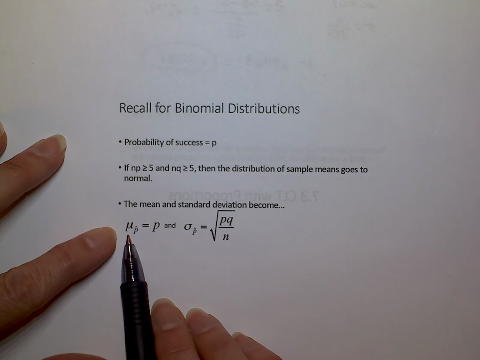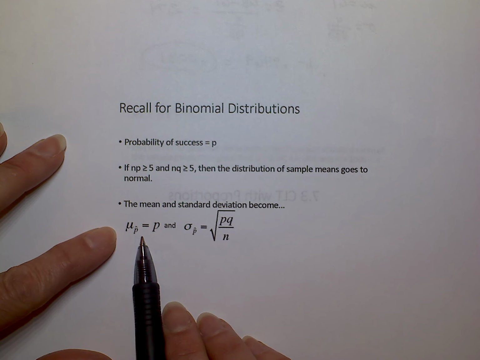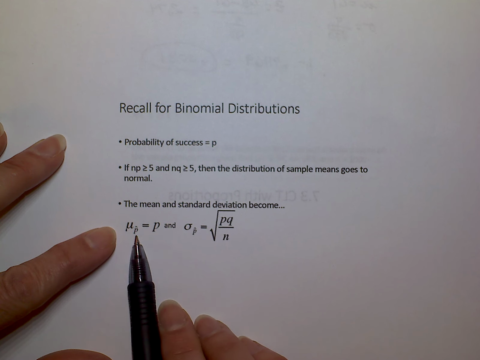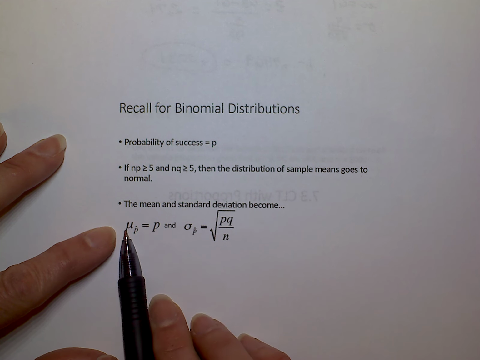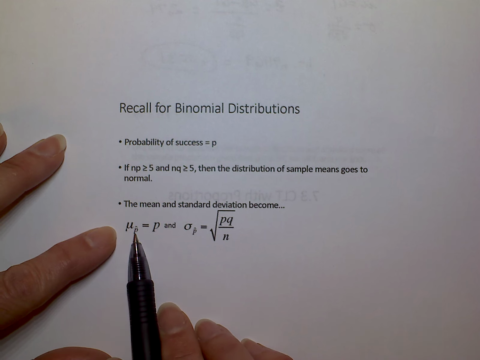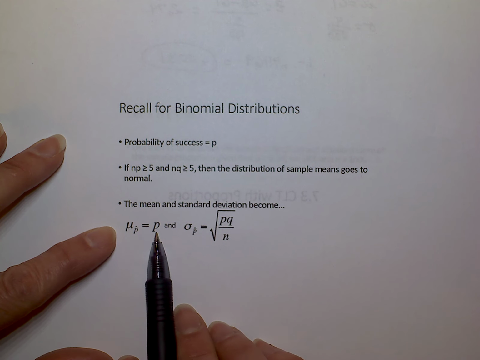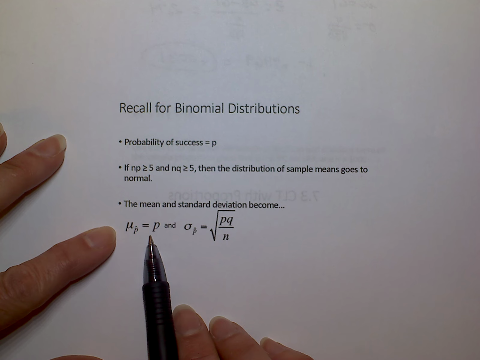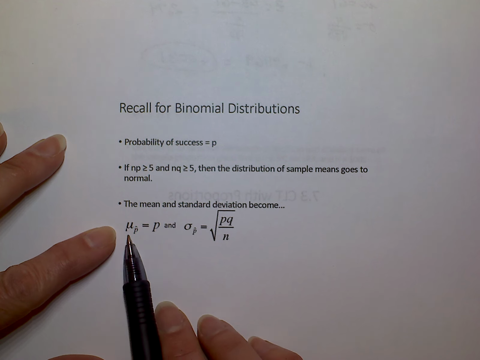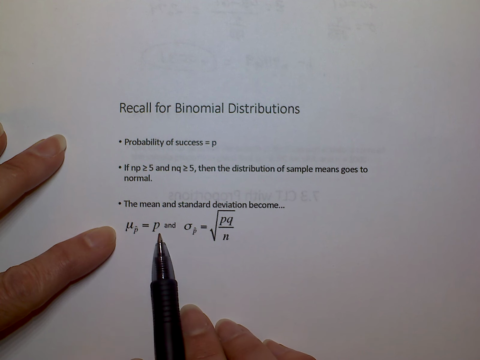So I have mu sub P hat. Yep, there's a little hat on that P. Mu sub P hat is going to be the same as the population proportion. So the mean of the sample proportions is the same as the population proportion. And that only happens if I have the right sample size and if I have NP and NQ both greater than or equal to 5. Okay, so mu sub P hat is the same as the proportion.